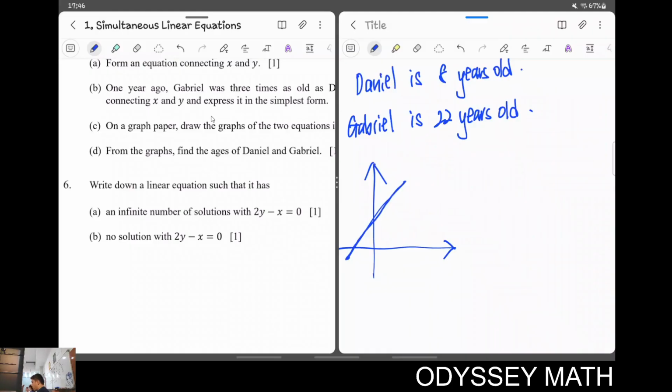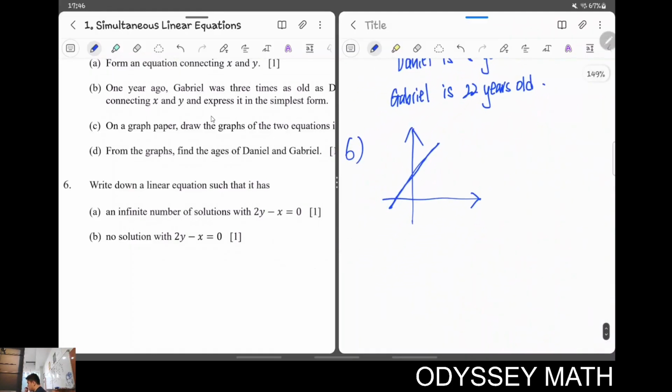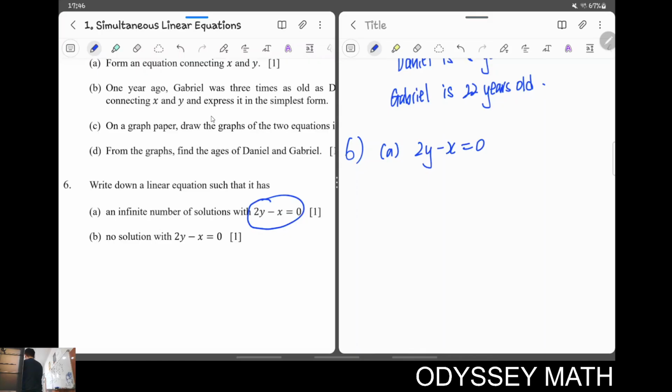So for part A over here, the answer is 2y minus x equals 0, exactly the same as this equation, because you want them to intersect each other infinitely many times, right? So they both have to be the same line. Agree or disagree? Make sense? Essentially the two lines are the same and they overlap each other.